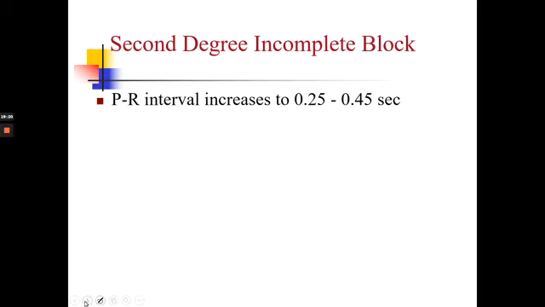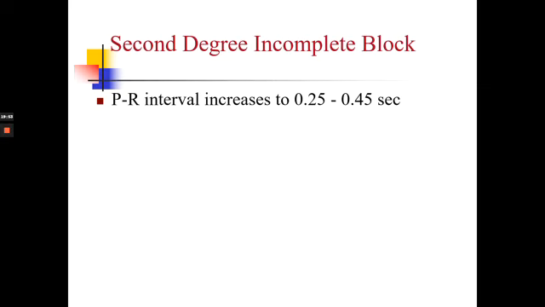Second degree heart block: the PR interval is prolonged, more than 0.2. But not each P is followed by QRS. Some P's are followed by QRS, and some P's are not. But there is a regularity: sometimes we have 3 P's for 2 QRS, sometimes 4 P's for 3 QRS. You call it 3 to 2. The first number is the number of P's, and the second number is the number of QRS, or 3 to 1, or whatever.